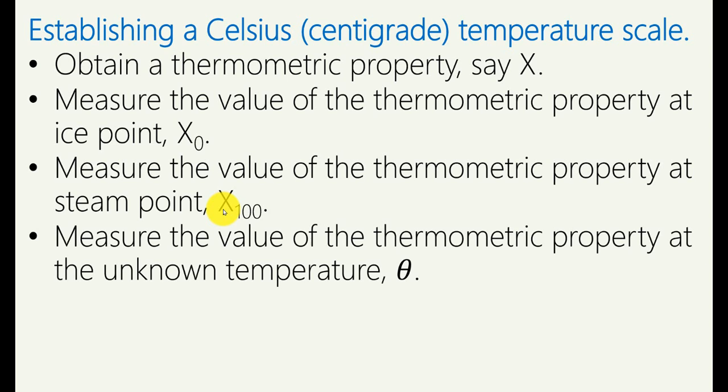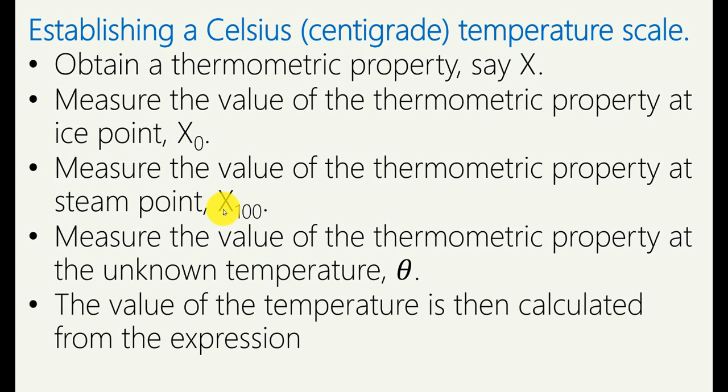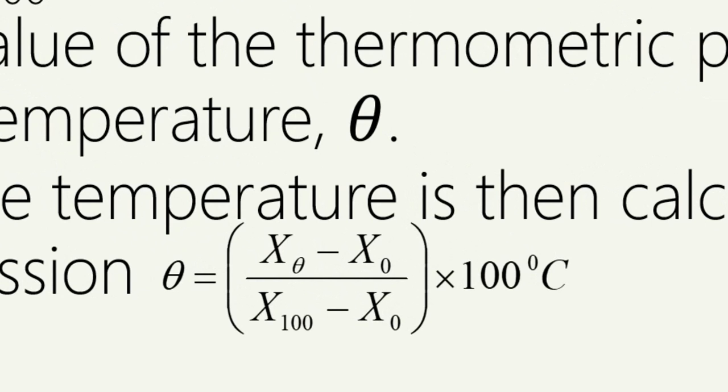Then, second last step, you measure the value of the thermometric property now at the unknown temperature theta. The value of the temperature, which we are calling theta, is then calculated from the expression: theta equals x theta minus x naught over x100 minus x naught, times 100 degrees Celsius.